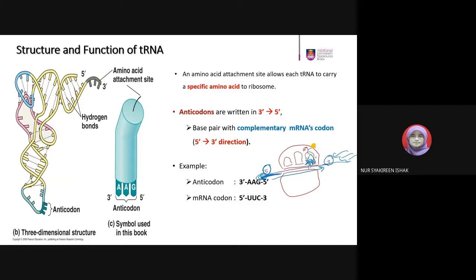So example anticodon that you can have, for example 3' AAG, so the mRNA codon will read 5' UUC 3'. Should be a 3' here. So kalau tak ada dalam otak awak, you just add lah. Right?